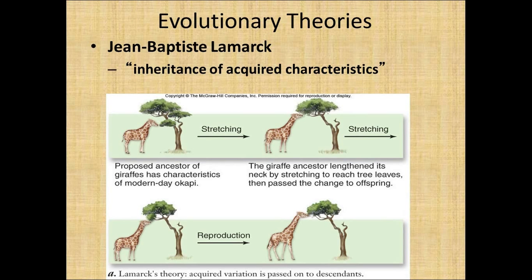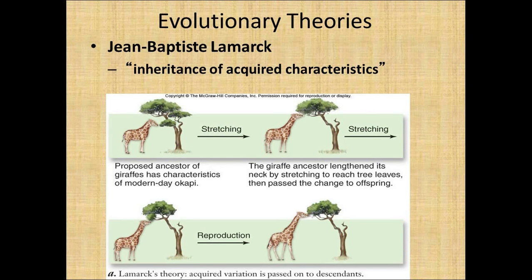His example was giraffes. In his ideas, giraffes originally had short necks. They stretched their necks to reach leaves that were higher in the trees. They passed this slightly stretched neck on to their offspring, who in turn stretched their longer necks to reach even higher leaves, and so on until we have the long-necked animals of modern times.